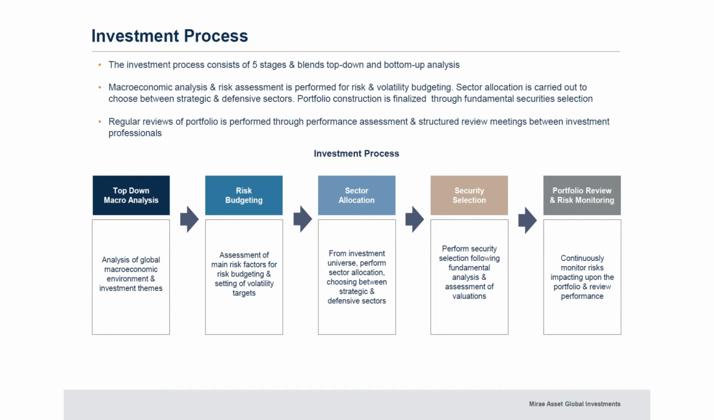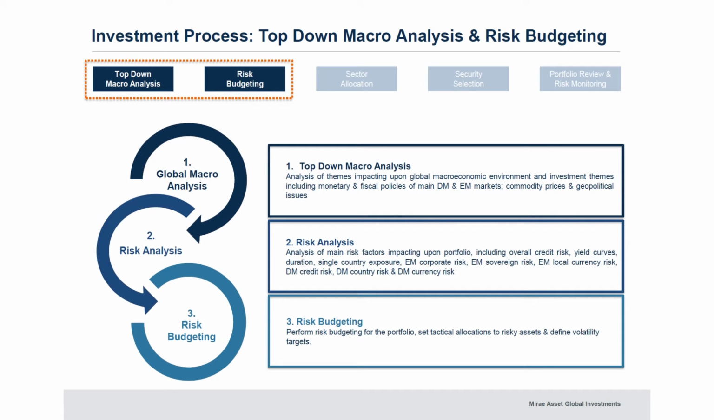Let me introduce our investment process. Our investment process starts with top-down macro analysis and risk budgeting, sector allocation, security selection, and the portfolio review and risk monitoring. At top-down macro analysis, we check various types of economic indicators, political events, monetary policy, and some unexpected events also, to measure whether there is any significant risk in global financial systems.